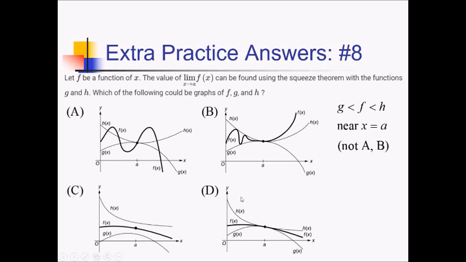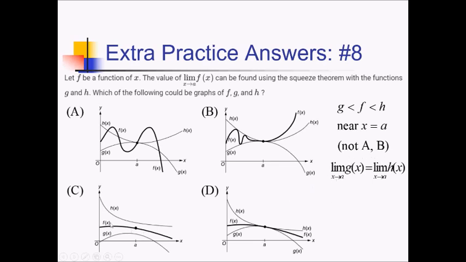Now the other condition of the squeeze theorem is that g and h have to have the same limit at the x value in question. We need those limits to match. Otherwise, we can't really pin down what the limit of f should be, other than the fact that it should be between whatever these two limits are. To make it a specific number, though, these two limits have to be exactly the same.